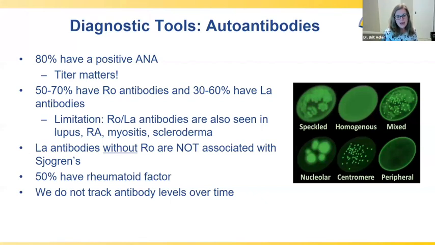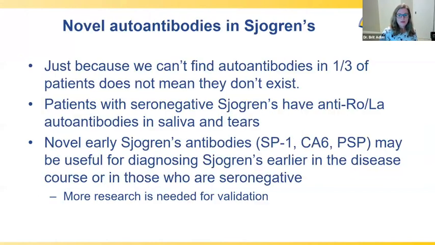We also see about half of patients having rheumatoid factor, which is one of the most common antibodies in rheumatoid arthritis. And just as a little side note, we tend to not track antibody levels over time. Once a patient has an antibody, usually it stays. Sometimes it can go away, but it usually doesn't add much value to track the titers over time.